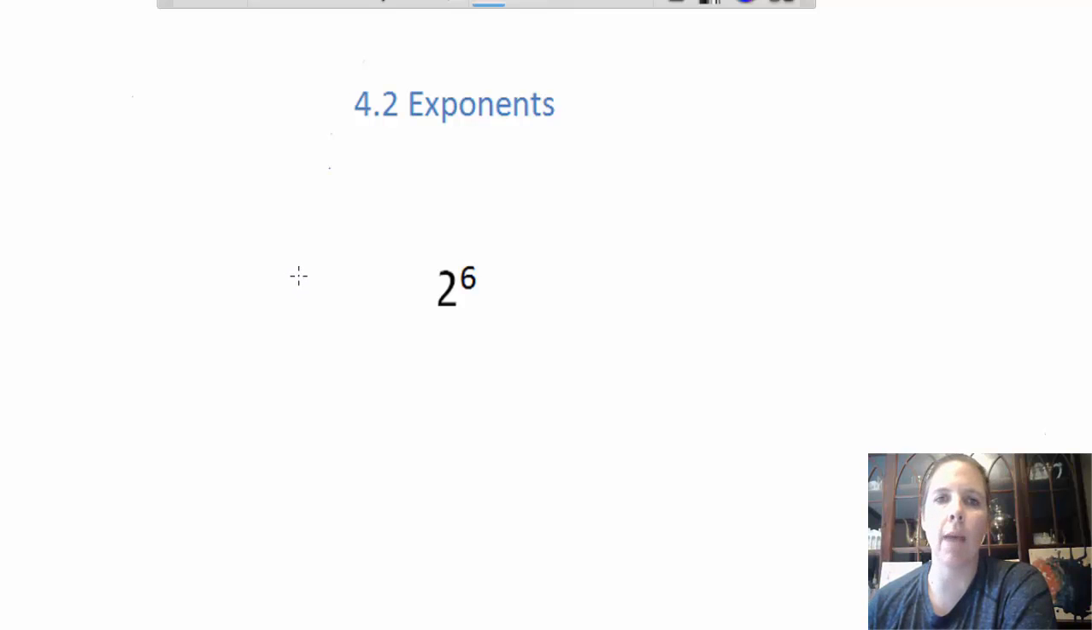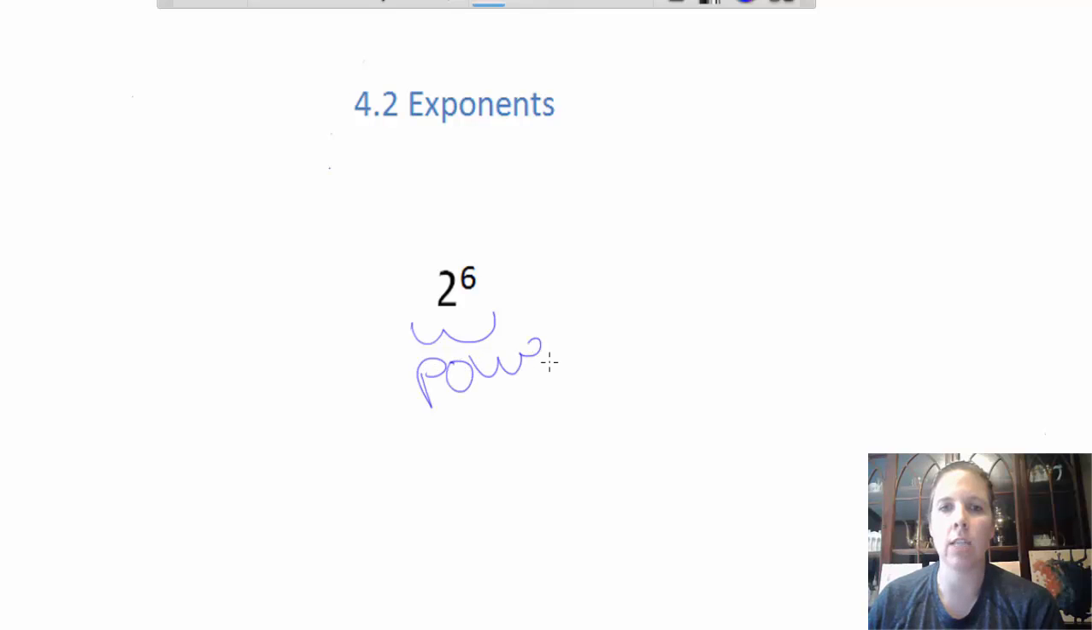Okay, today we're going to talk about exponents, 4.2 or 4-2 exponents. So when you have something to this effect, remember exponents is your little number. So this whole thing right here is called the power. That's why sometimes you'll hear 2 to the power of 6 or something like that. Okay, the 2, the big number, is called your base. And yes, you need to know these. And 6 is called your exponent.